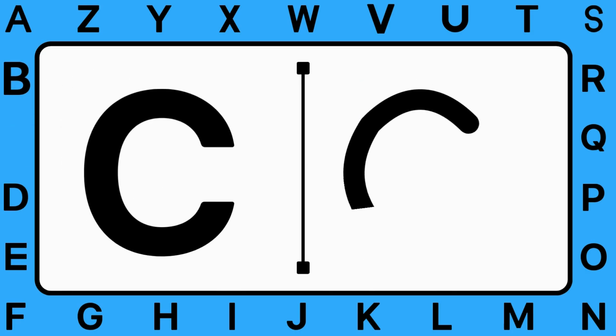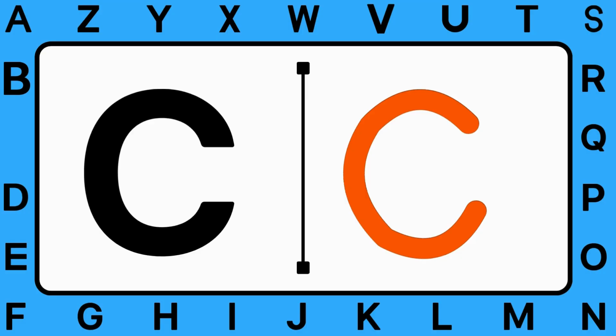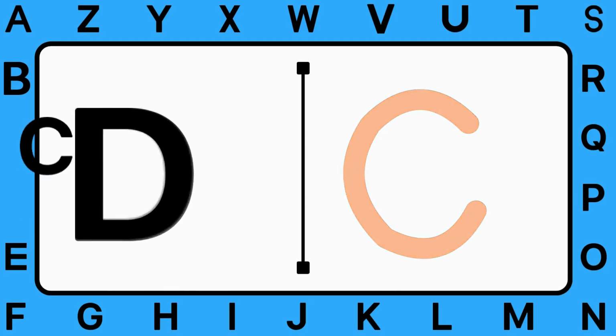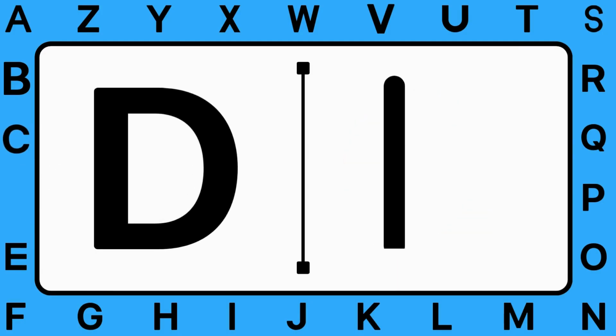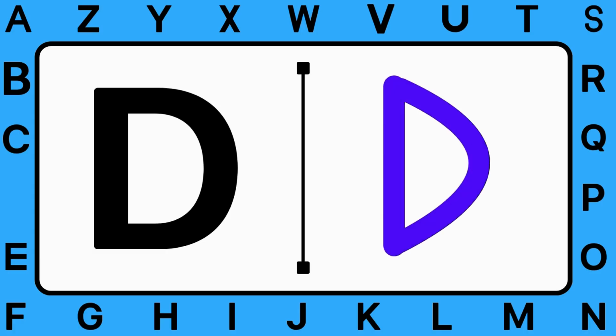Start at the top. Make a big curve like a crescent moon. Easy peasy. That's C. What's next? Draw a straight line down. Add one big curved bump to the right. Done. That's D. Let's move on.